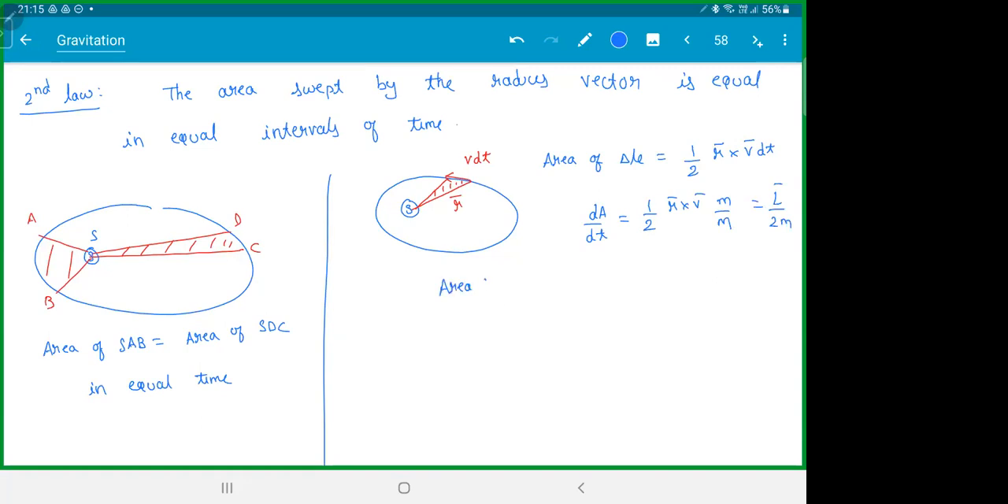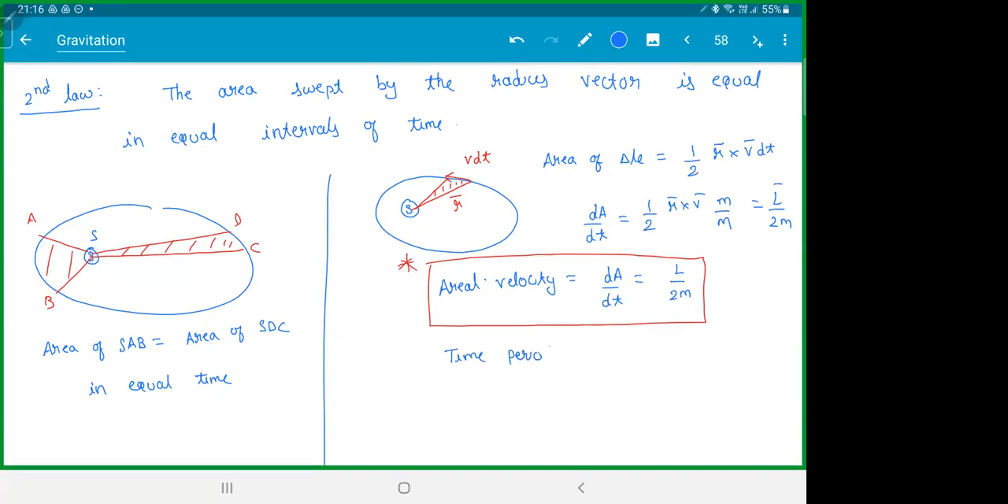This is a good result. So areal velocity, that is the area covered per unit time, dA by dt, is nothing but L by 2m. Got this? This is one important result. Direct question, this. So if someone asks you the time period, how can you calculate it? Time period is nothing but the total area by areal velocity, right? So that will be pi ab, the area of an ellipse, divided by L by 2m. That's how you can find the time period also.